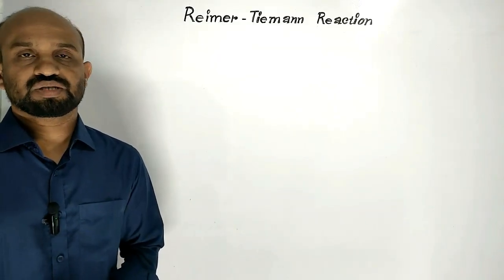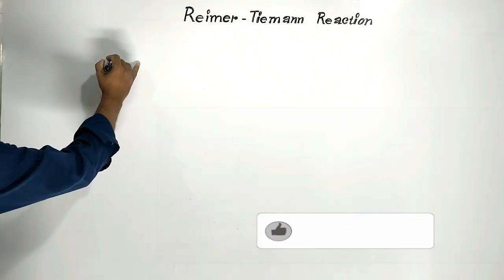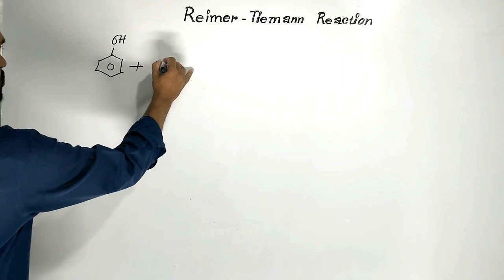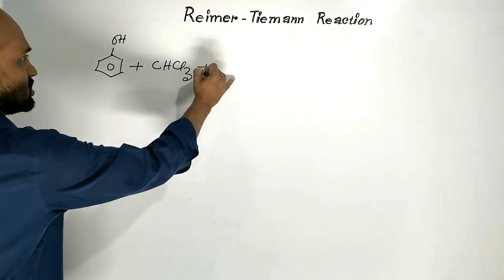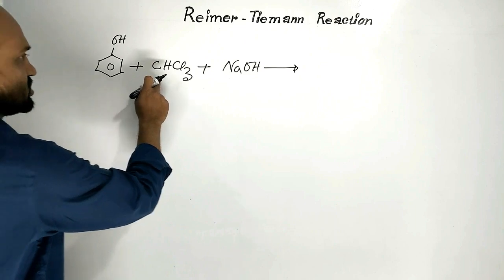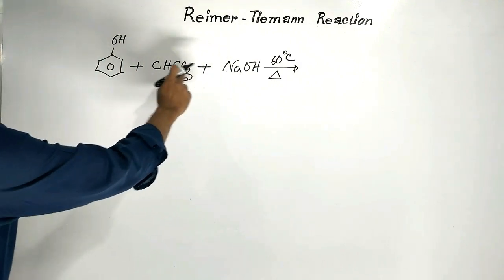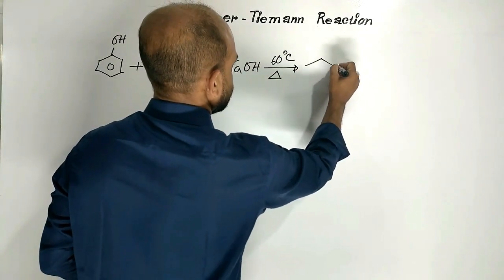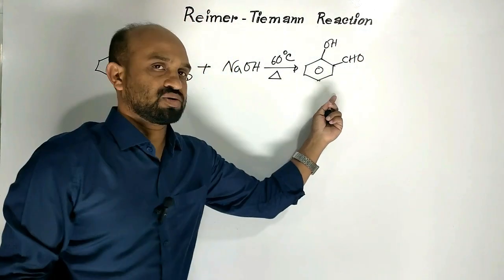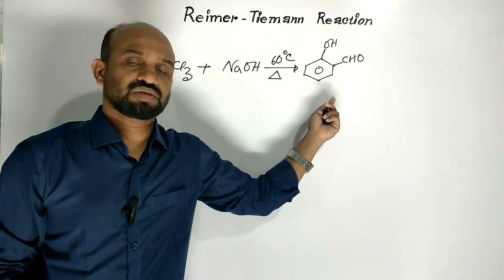Now let's see preparation of salicylaldehyde through Reimer-Tiemann reaction. To prepare salicylaldehyde, phenol is taken. Phenol is treated with chloroform in presence of base sodium hydroxide, and the reaction mixture is heated at 60 degrees Celsius temperature. Then phenol turns into this compound, with an aldehyde group at ortho position, that is phenol turns into salicylaldehyde.